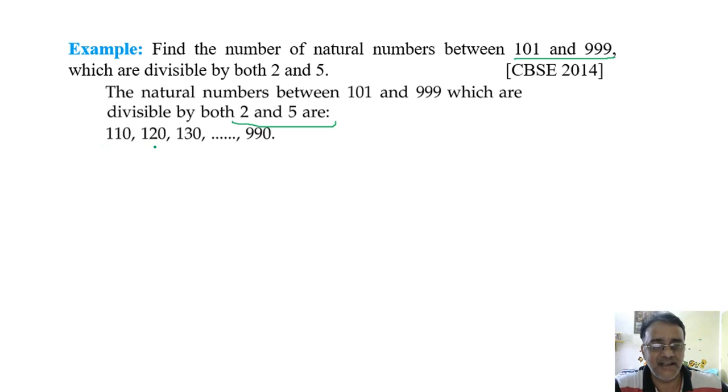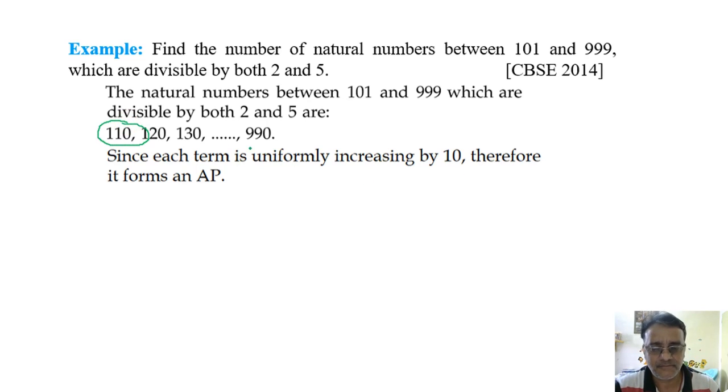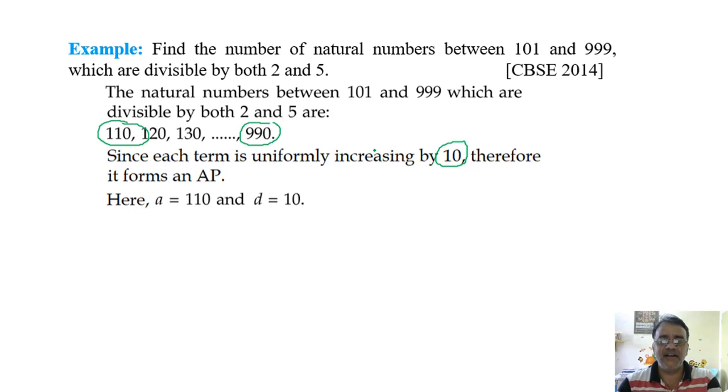So the natural numbers between 101 and 999 which are divisible by both 2 and 5 are 110, 120, 130 up to 990. Again we can write here, since each term is uniformly increasing by 10, therefore it will form an AP. And what is the first term here? 110. And common difference D is equal to plus 10.